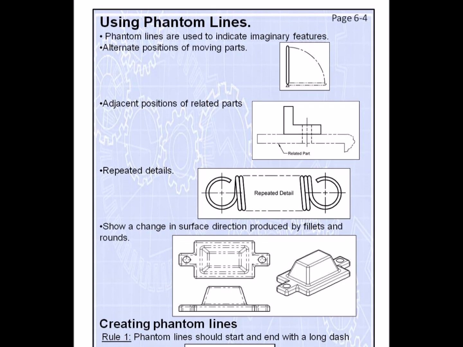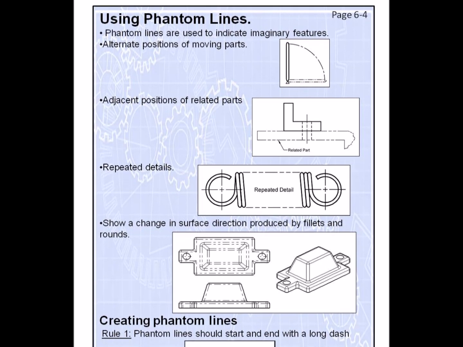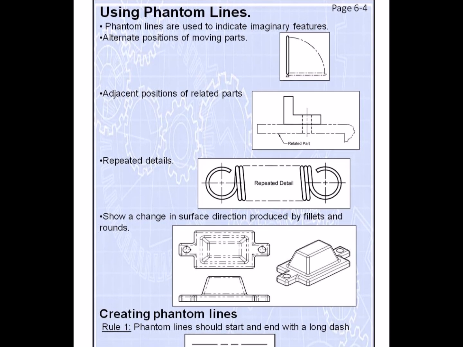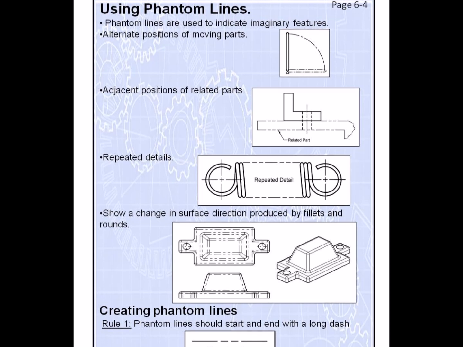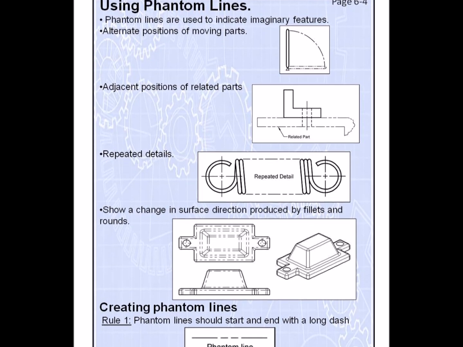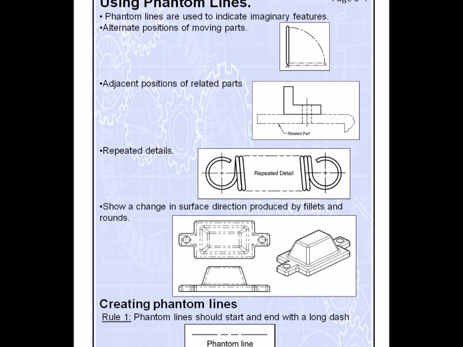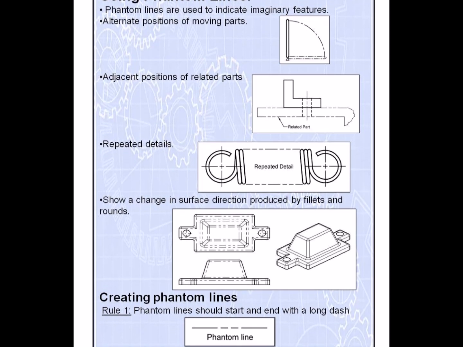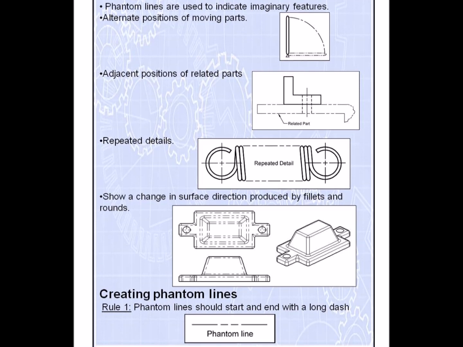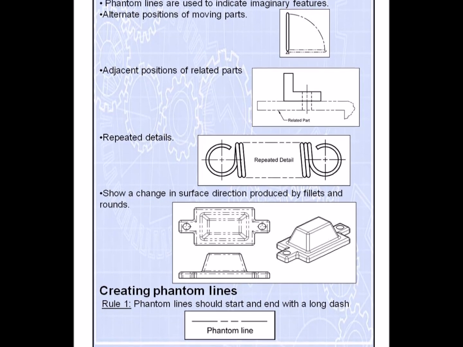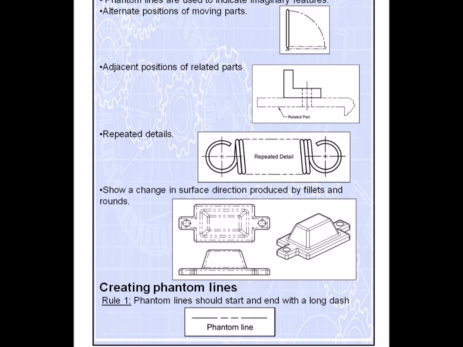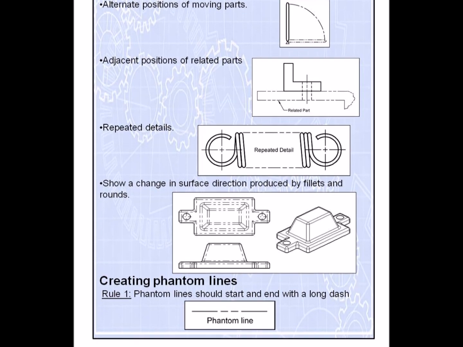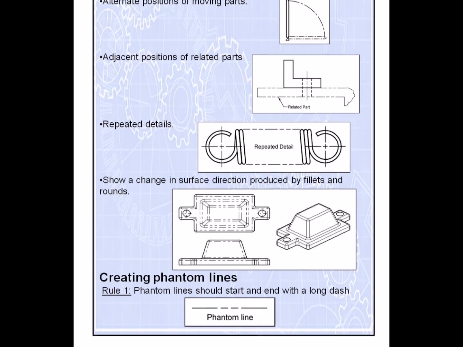Phantom lines have several uses. The most common use of this line type is in the creation of cutting plane lines. This will be talked about in an upcoming section. Other than its use in cutting plane lines, phantom lines are generally used to indicate an imaginary feature or part. For example, an alternative position of a moving part, the location of a related part, repeated detail, or directional changes of a fillet or round.